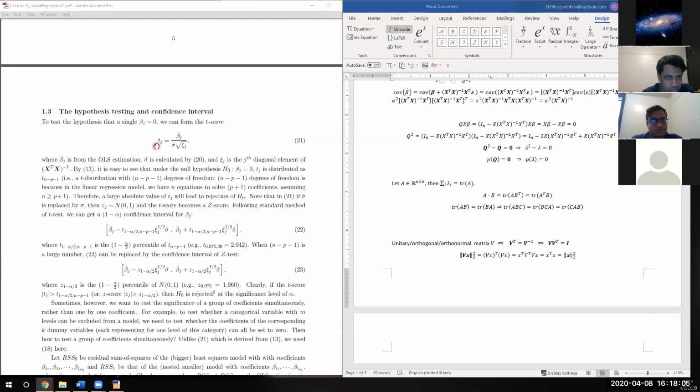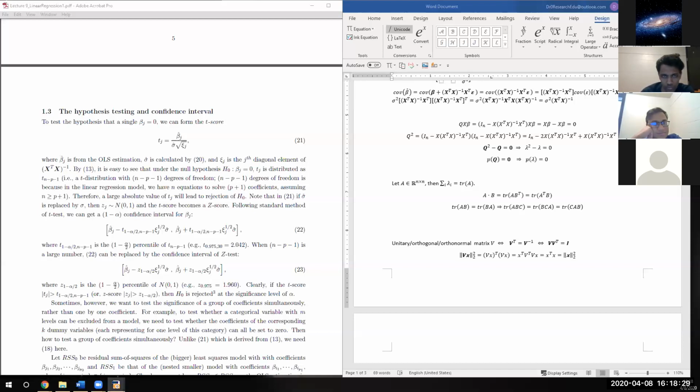So first of all, I want to see whether a beta j is significant. A single beta j is significant. If it is significant, that means, yes, I need to keep this beta j in my regression model. If it's not significant, kick it out. Very simple. Remember in the logistic regression, I think, where I introduced a z-score there, it's exactly the same meaning, actually.